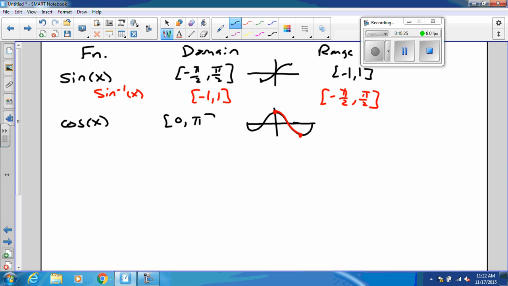And so the domain of choice is going to be 0 to pi. It's going to get the angles in quadrants 1 and 2 right here. And when you take the cosine of those angles, you get a range that's from -1 to 1. So that when I invert, then I'm going to swap domain and range once again.